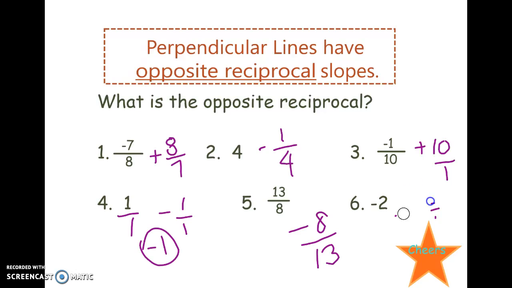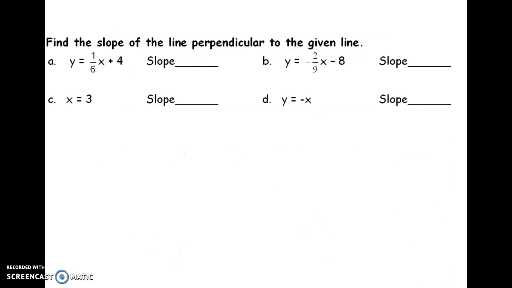It is positive, but it's 1/2. So go ahead and find the opposite reciprocals of these slopes and be ready to check your answers.